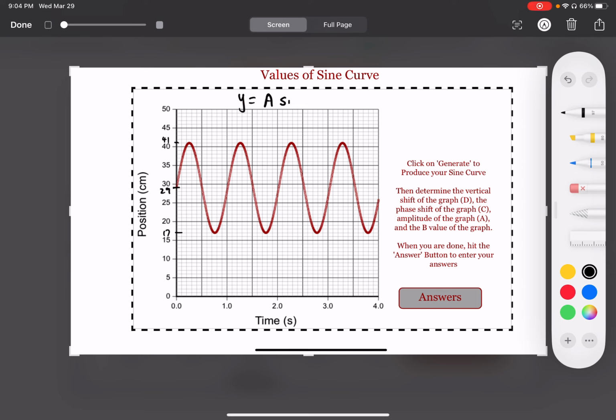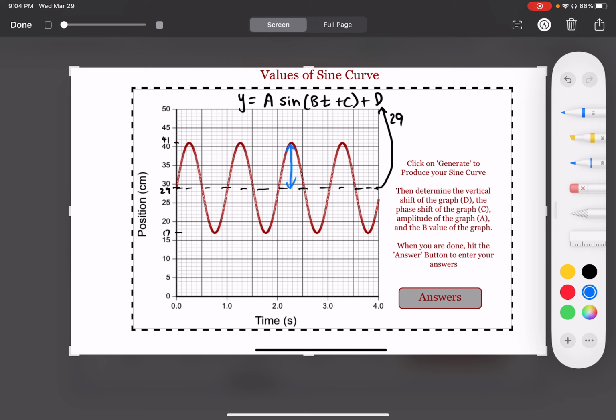So when we're looking at our equation for a sine curve, the vertical shift is the D, and that's going to be 29. Again, that is the midpoint of our oscillation. That is what you should find first, because once you have that, you could then get your amplitude.